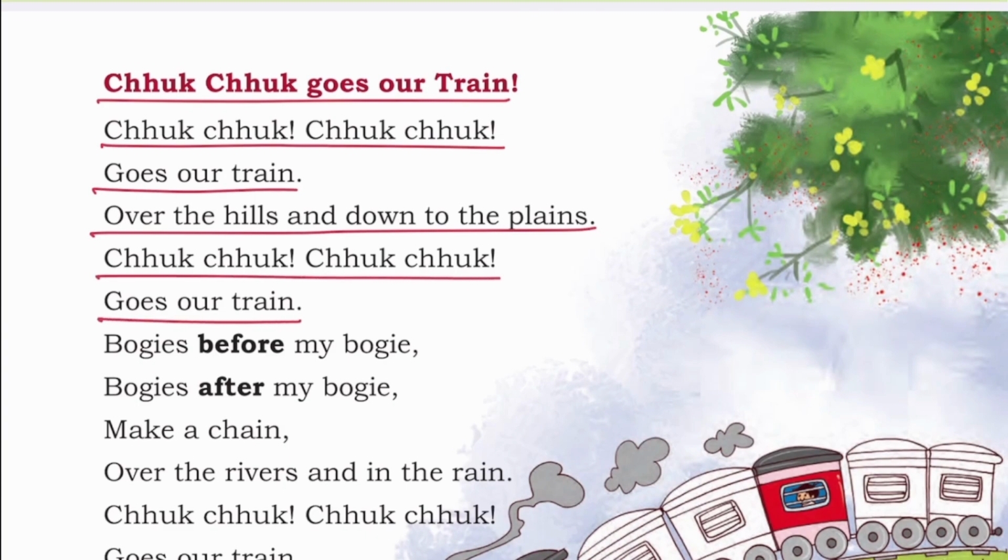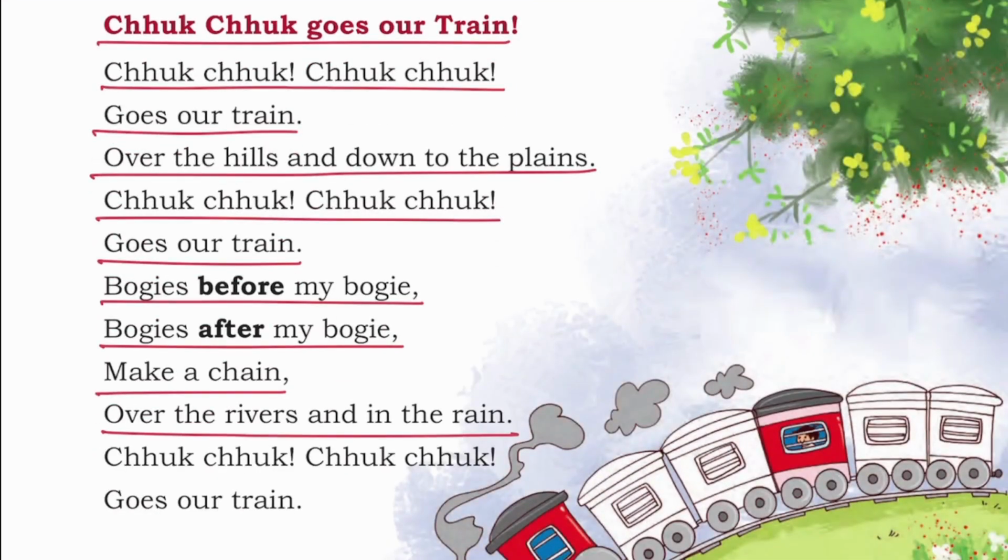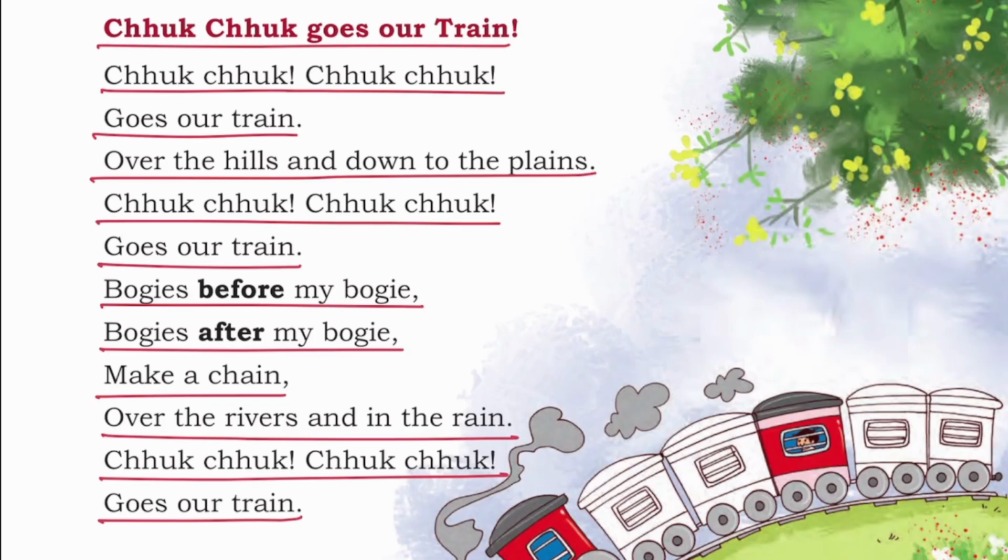goes our train. Bogie is before my bogie, bogie is after my bogie. Make a chain over the rivers and in the rain. Chuk Chuk goes our train. Let's repeat the poem once again.